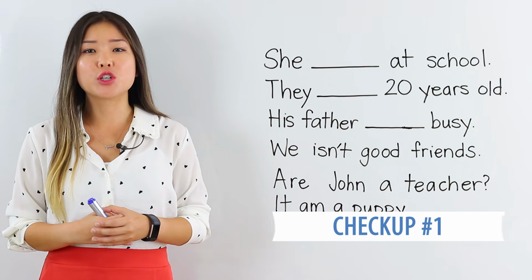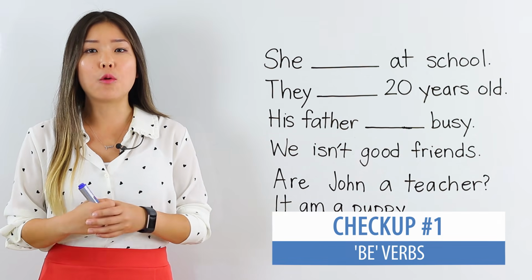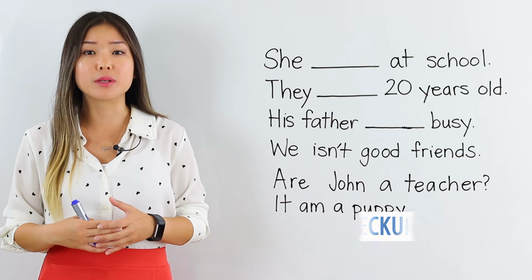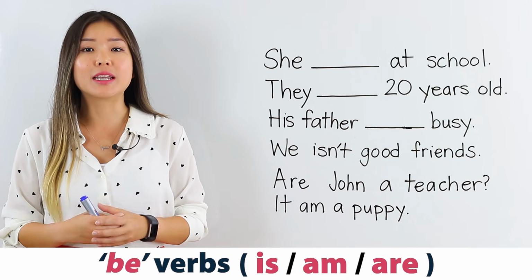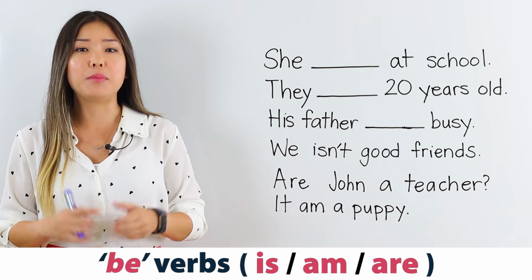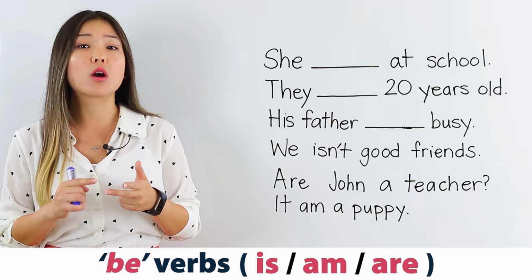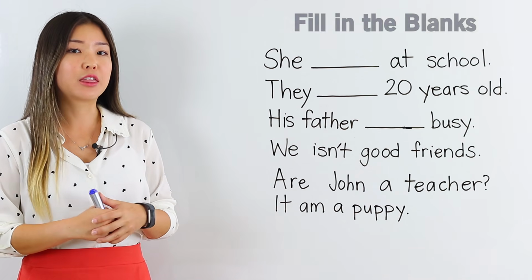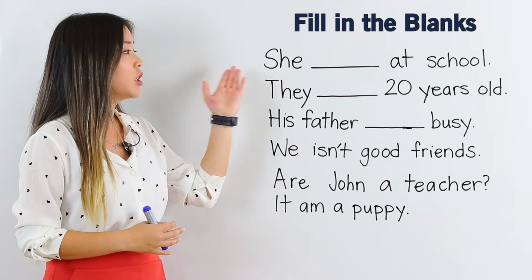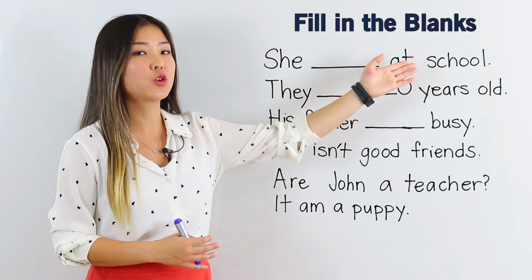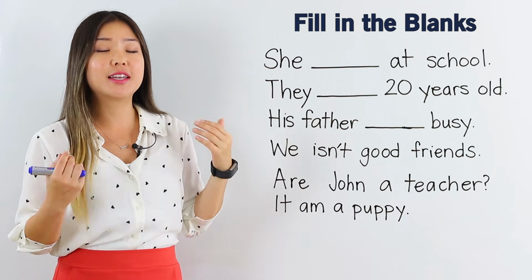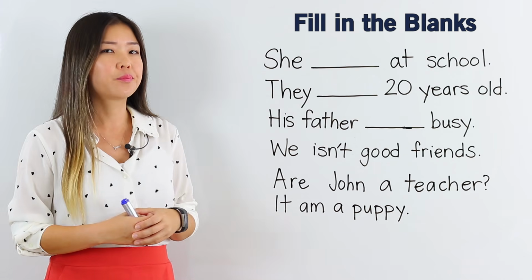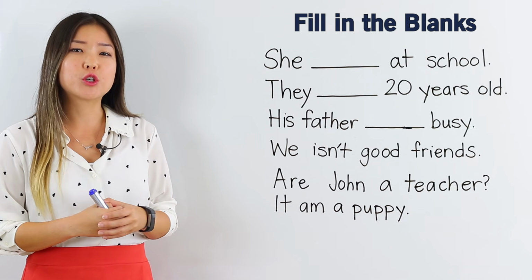Let's start with the first checkup. In this checkup, I want you to focus on the be verbs. Remember, be verbs in the present simple tense can be is, am, or are. Take a look at the first sentence. It says, she blank at school. The subject of this sentence is she. What be verb do we use for she?